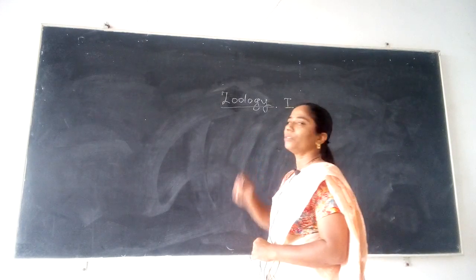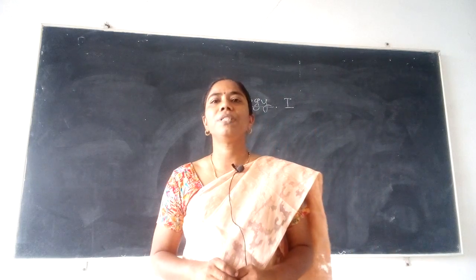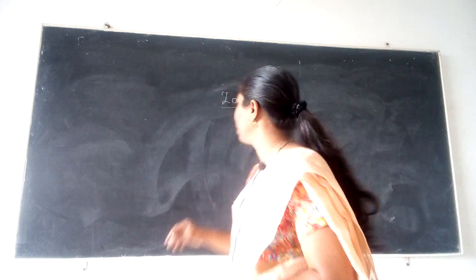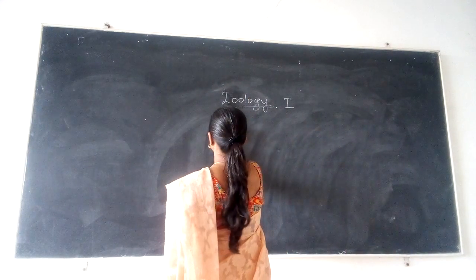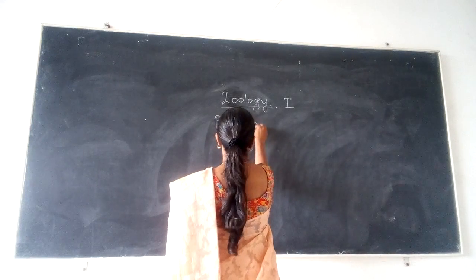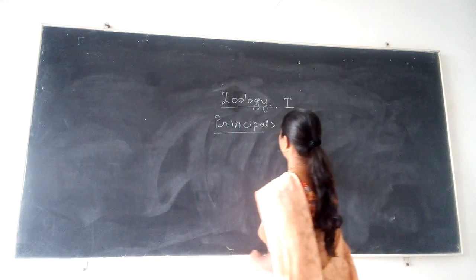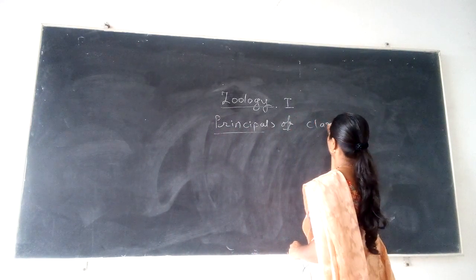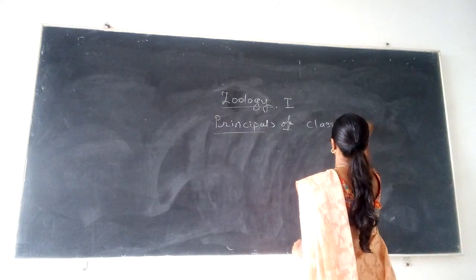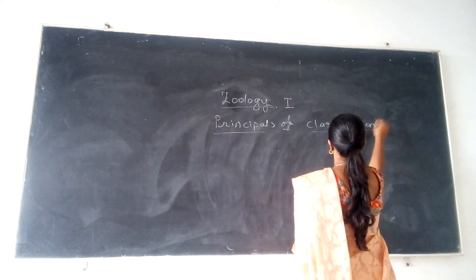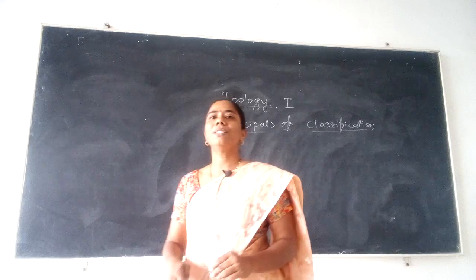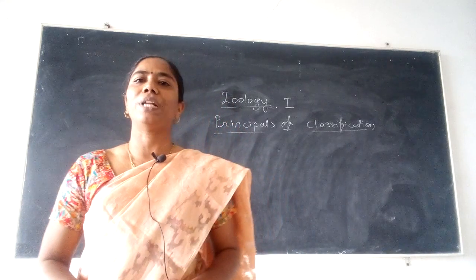So for the zoology paper first, today we start with chapter one, and chapter one is principles of classification. Okay, so now we start with the first chapter, that is principles of classification.